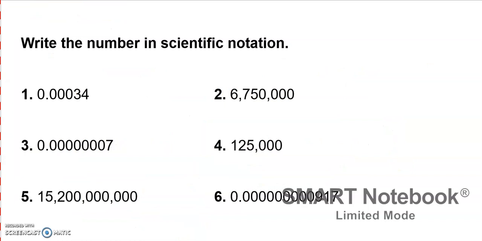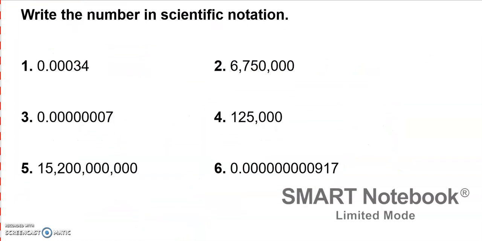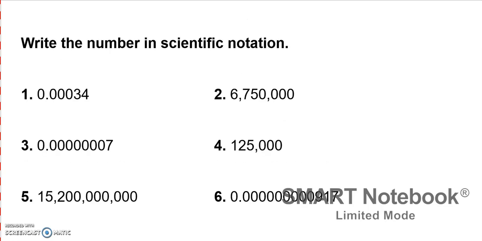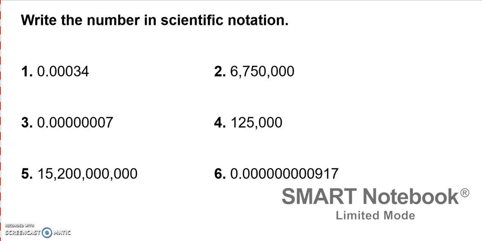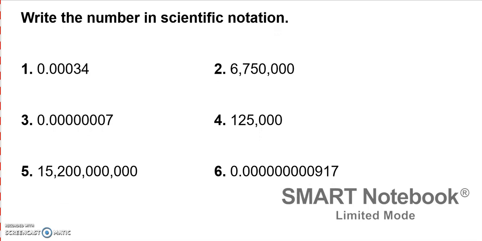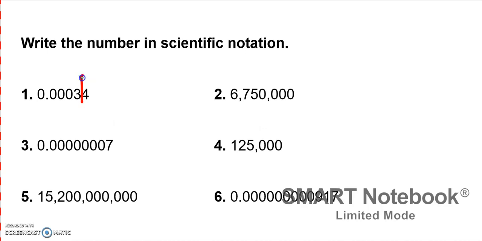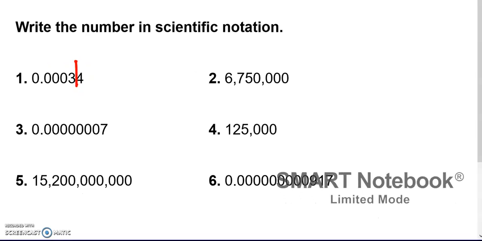So here are 6 example problems that we're going to go through. Please pause the video, copy them down, give yourself some space, and then we're going to be working on it together. Okay, so we have number 1, 0.00034. We know that it has to have a ones digit and then a decimal digit, so on and so forth. So it's going to end up, whoa, what was that?